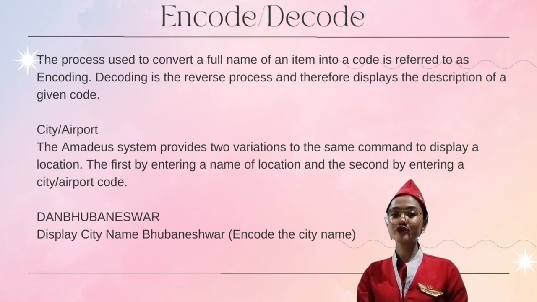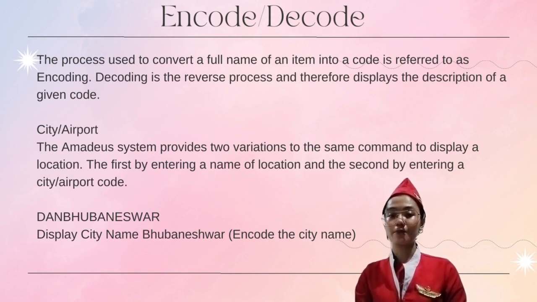Next command that we'll show you is the command to encode or decode. In the travel industry, Amadeus uses codes to represent various unique items. The most typical is the use of IATA location codes for cities and airports. For example, SYD, which refers to Sydney, Australia. The process used to convert a full name of an item into a code is referred to as encoding. Decoding is the reverse process and therefore displays the description of a given code. The Amadeus system provides 2 variations of the same command to display a location. The first by entering a name of location and the second by entering a city or airport code.